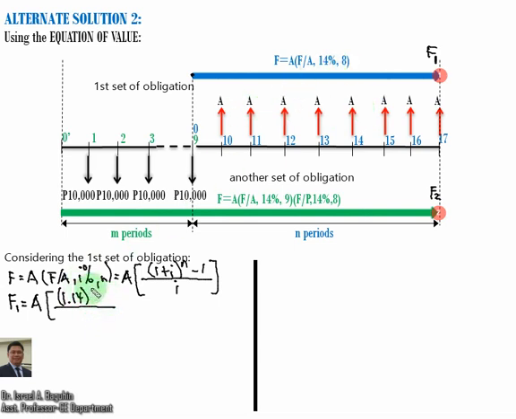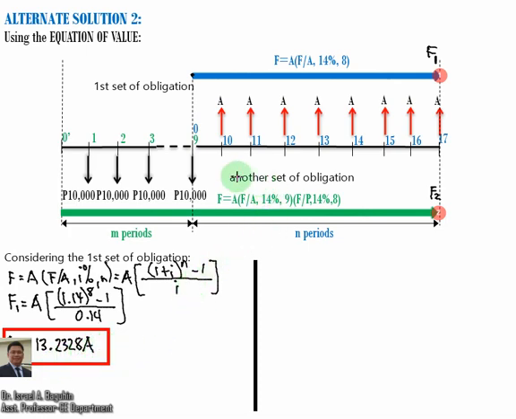So raised to the 8 minus 1 all over 0.14. So we can actually have now this F1 as a function of our annuity A, which is just equal now to 13.2328 as a function of your annuity A. Okay, so I think we are done, no? With this first set of obligation, in which we are having now this F1 equal now to 13.2328 of your annuity.